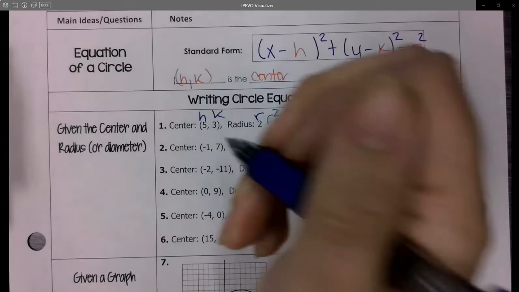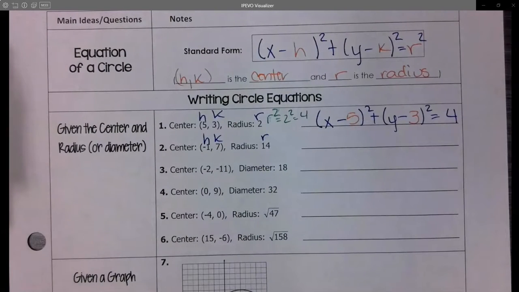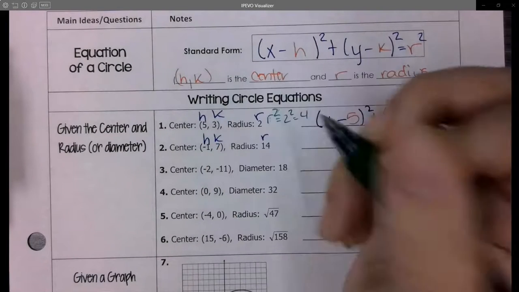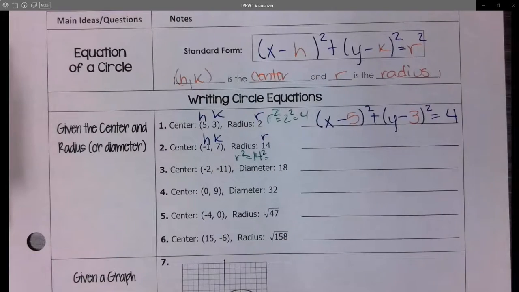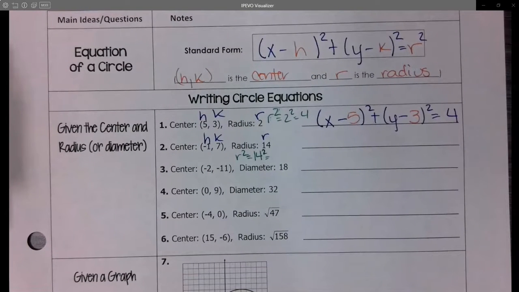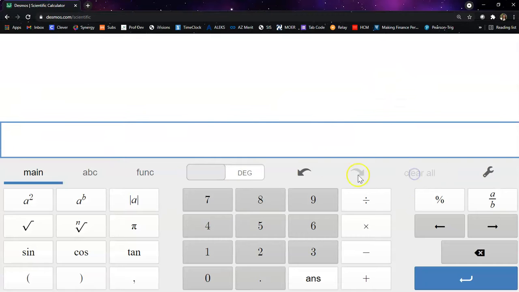So same thing for number 2. This is my h, this is my k. My r is 14. So when I do r squared, I'm going to do it below. I have 14 squared. I can go to decimals to figure out what 14 squared is. So it's 196.